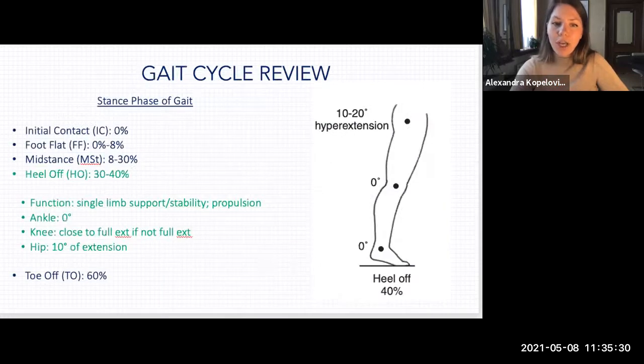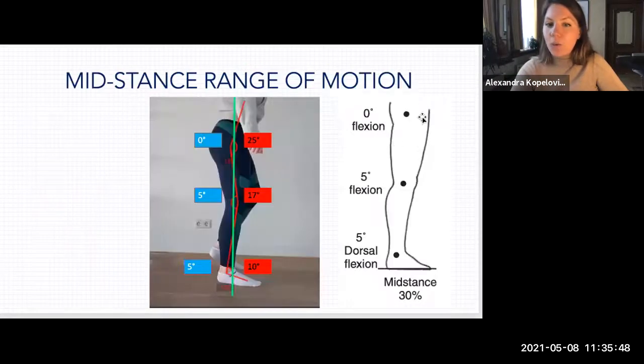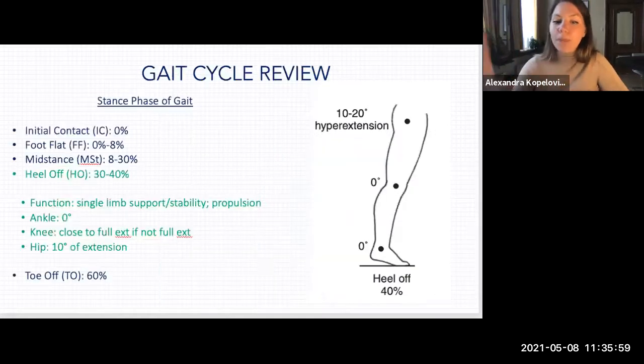So let's take a look at heel off. At heel off, we have 0 degrees of dorsiflexion, 0 degrees at the knee joint and 20 degrees of extension at the hip joint. So it's completely opposite of what we just saw at mid stance. At mid stance, we had 0 degrees of flexion at the hip, a little bit of flexion at the knee, a little bit of dorsiflexion at the ankle joint. Now we're going into the complete opposite.